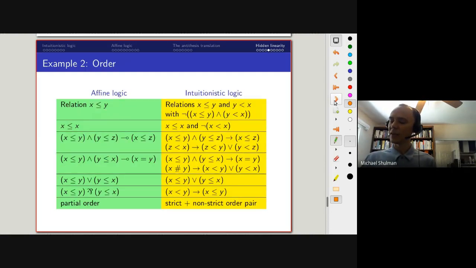And then there are a bunch of others. Order relations often come with both a strict version and a non-strict version, which are related in some way, and that comes from a single order relation in affine logic.